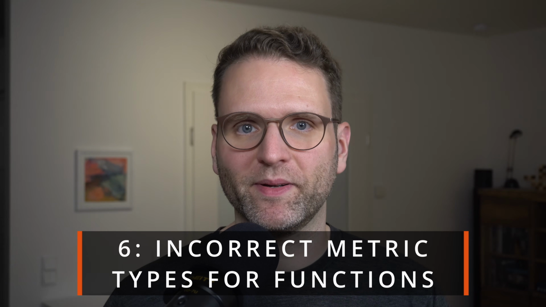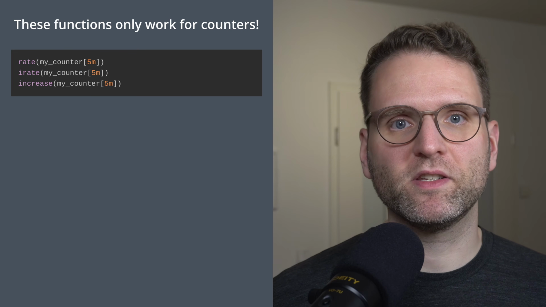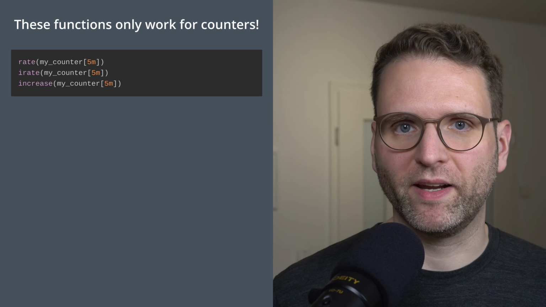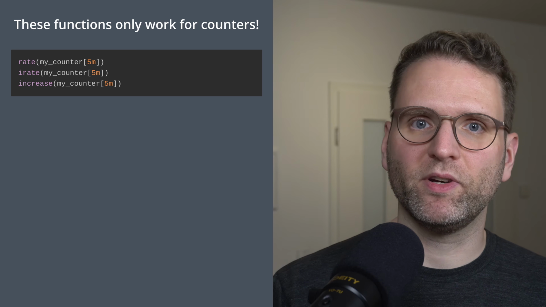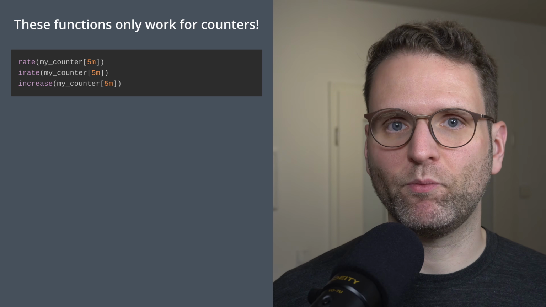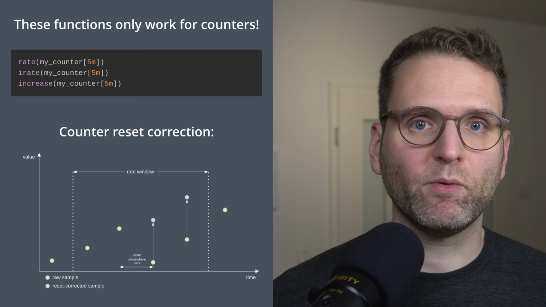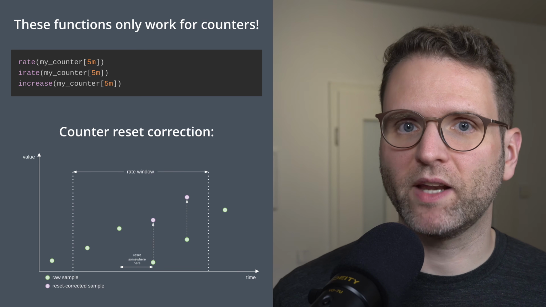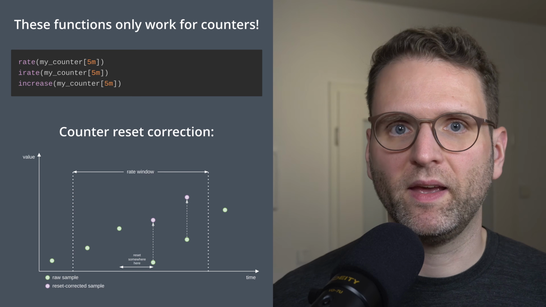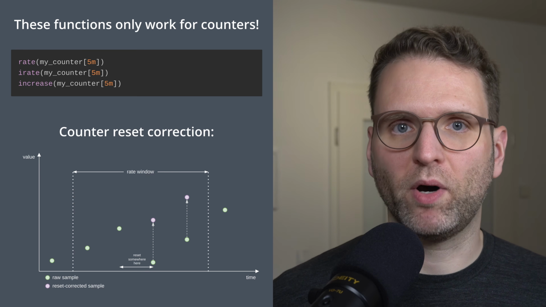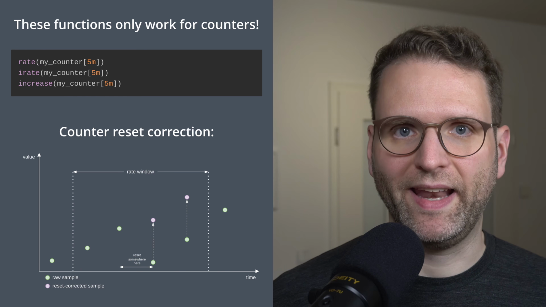Let's get to the 6th and last mistake to avoid, using rate and related functions with the wrong metric type. So while PromQL is statically typed on a different kind of level, it cannot directly tell you if you're passing the wrong type of metric into a function that isn't designed to deal with it. For example, the rate, irate, and increase functions are designed to only work for counter metrics. That's because they treat any decrease in the sample value under the provided time window as a counter reset, and they will try to neutralize away the effect of that reset as much as possible. As a result, they'll only ever return positive values and never anything negative.